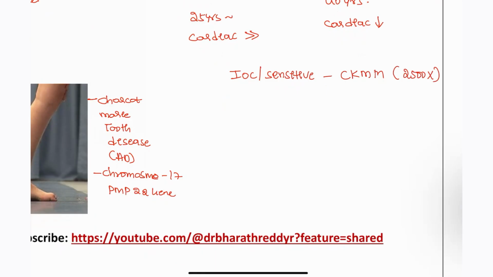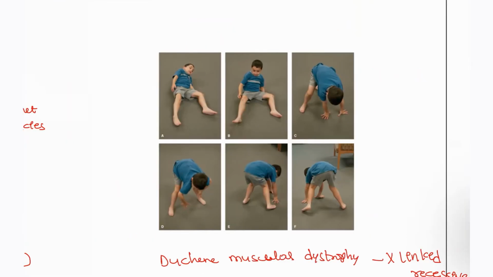And what is the best test? The gold standard is muscle biopsy, where the dystrophin will be absent in this patient. Next, the treatment of choice for this patient is steroids, and also IVIG can be given. And here you can see this sign, guys. This sign is known as Gowers sign. The patient is unable to get up by himself. That is known as Gowers sign.